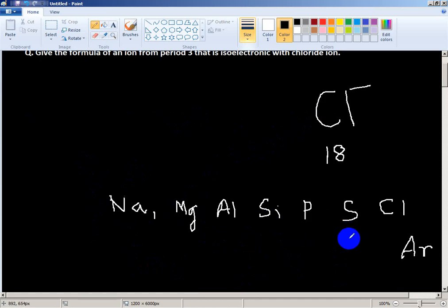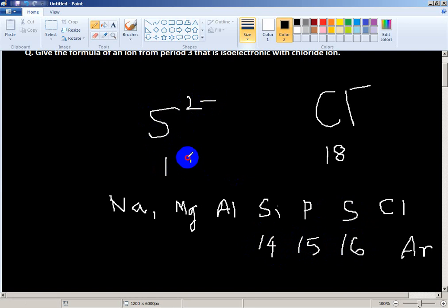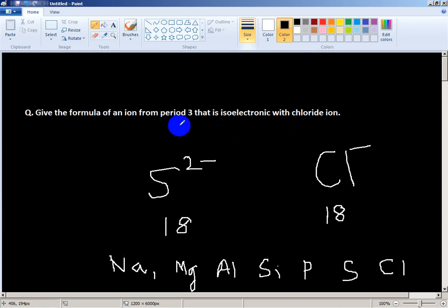Sulfur, we know how many electrons? Hello student, are you listening to me? Sulfur carries how many electrons? 16. Yes, 16. It would gain 2 electrons. Silicon is 14. So if sulfur is 16, I write sulfur 2 minus so that it becomes 18 electrons, gaining 2 electrons. So this ion is isoelectronic with the chloride ion, and also from period 3.